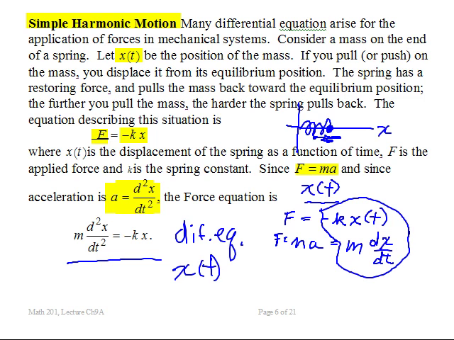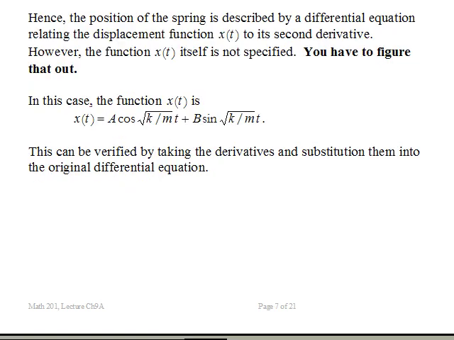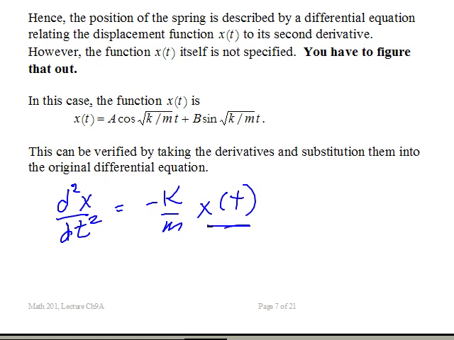The goal is to find the functional form of x of t. And at first, this might look impossible, but there are several classic solutions, and several methods to find this form. So to summarize, for the spring, we have this differential equation. The second derivative equals minus k over m times the function itself. And now I have to find the form that satisfies this differential equation.